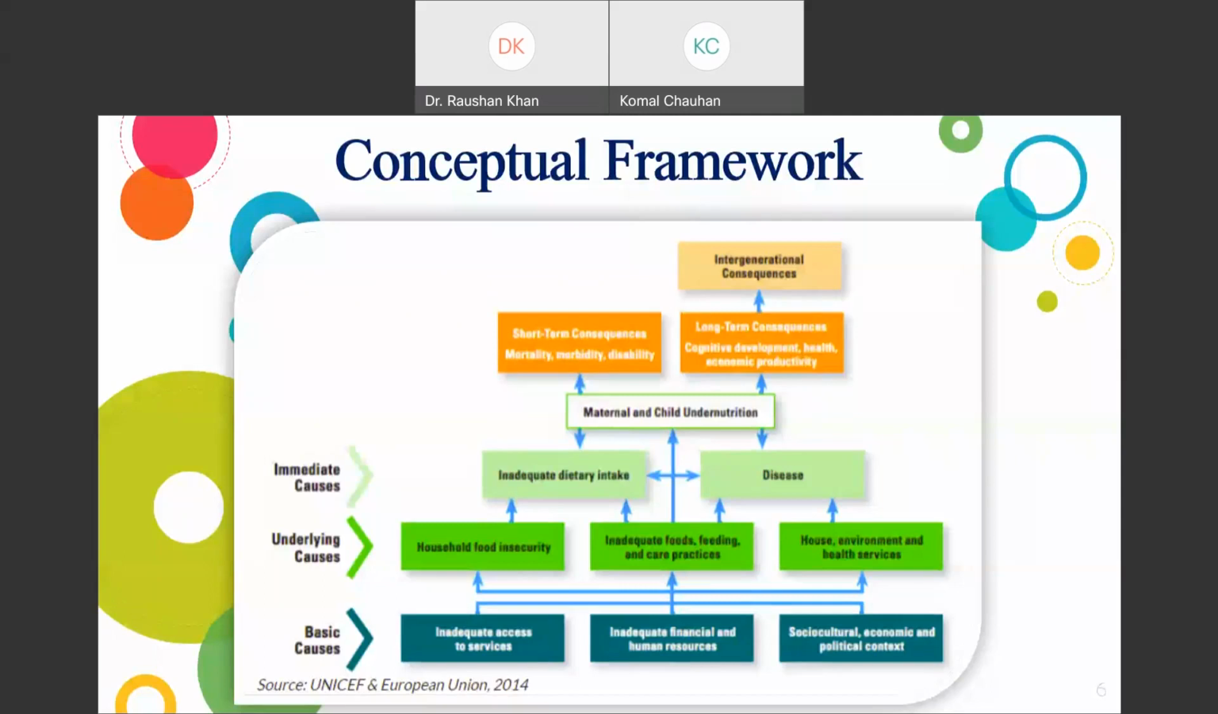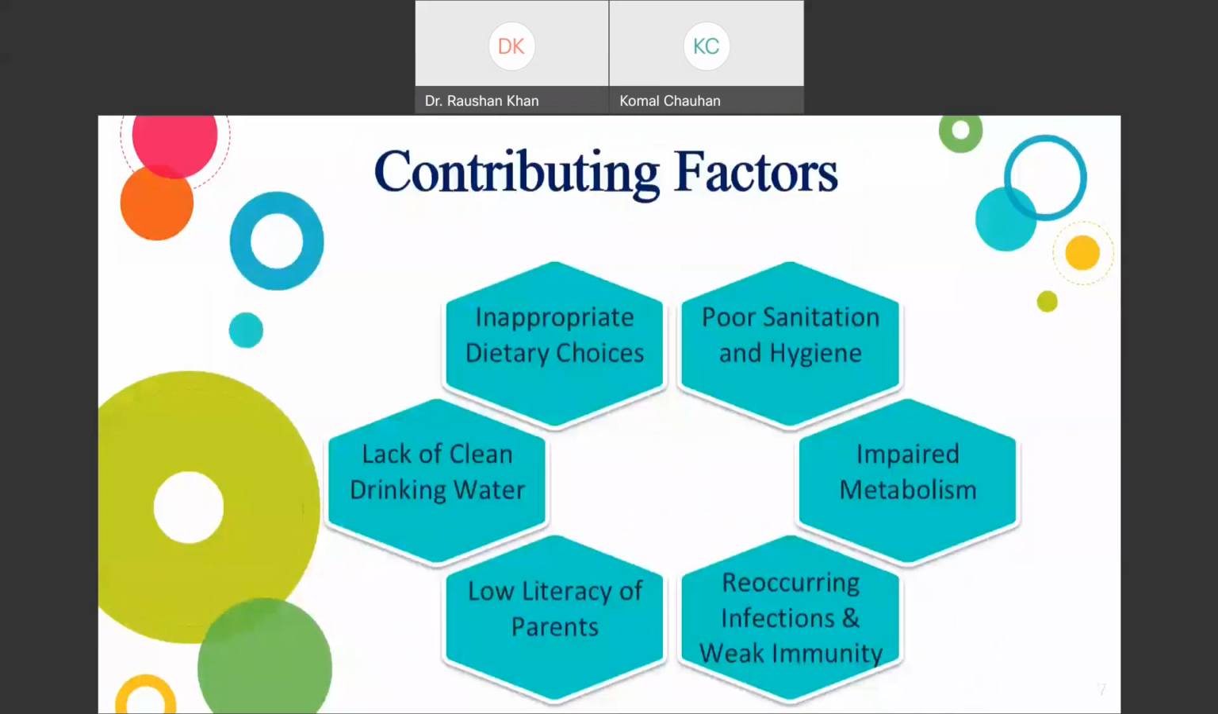So I hope you understand this conceptual framework. Now, moving towards the contributing factors. Some of the factors for malnutrition include inappropriate dietary choices. It is not necessary that a person does not have food to feed the child; sometimes it is also the dietary choices which people make to feed the child. If the diet they are giving to the child is lacking in nutrients, then the child can definitely have some deficiencies. It can be some major deficiency of protein or some minor deficiency of micronutrients.